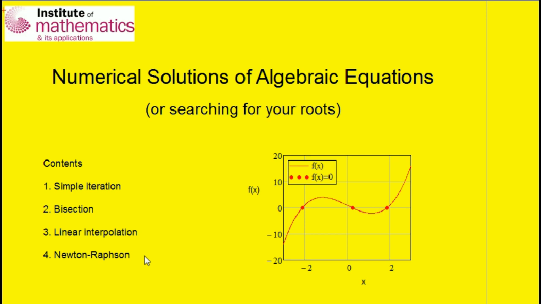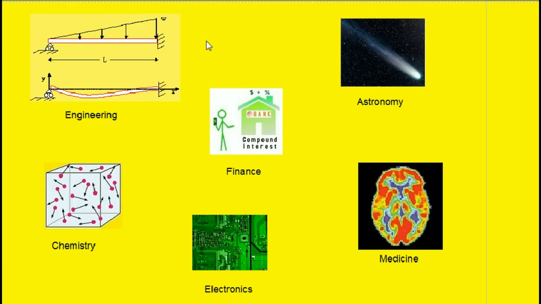Where might these methods be needed in the wider world? Let's have a look at a few examples. We might need these methods when finding the shape of structures in engineering, setting annuities and interest rates in finance, plotting the paths of comets in astronomy, reconstructing brain images from CT scans in medicine, designing circuits in electronics, calculating properties of gases in chemistry, and others too numerous to mention. We'll use some of these to illustrate our four numerical solution methods.